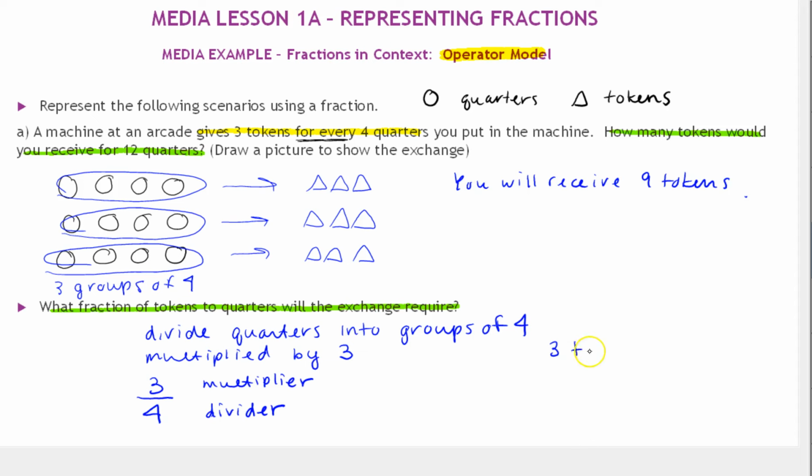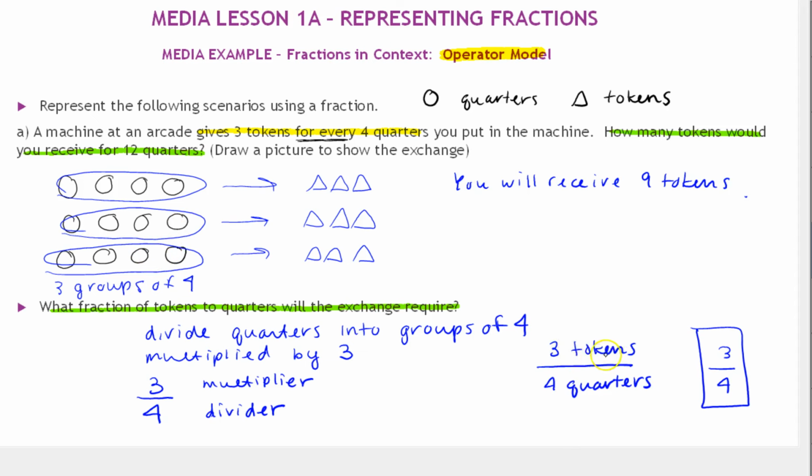3 tokens to 4 quarters. So we will write 3 over 4 as our exchange factor. Notice whatever you're starting with is what you want to divide by. So when we were starting with quarters, we wanted to divide by quarters to eliminate the quarters. We just had the 3 groups.